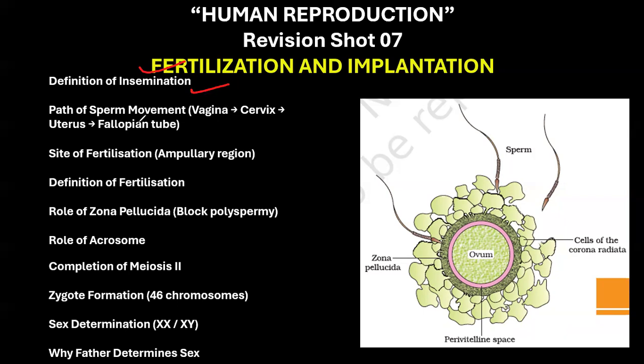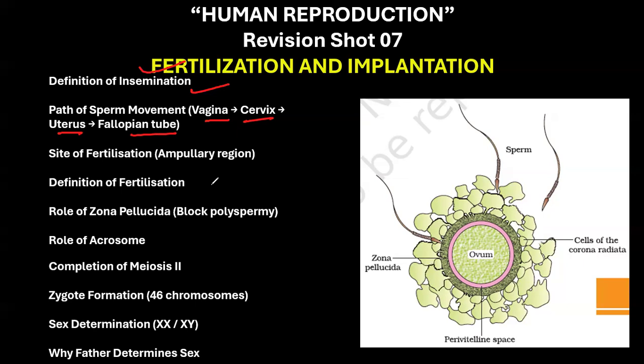Now, what is the path of this sperm that is deposited? It goes from the vagina to the cervix, then the uterus, then to the fallopian tube. Semen contains millions of motile sperms. Sperms start swimming immediately after insemination itself. Then, the movement of sperms: they pass through the cervix, as I told you, enter the uterus, and finally reach the ampullary region of the fallopian tube itself.